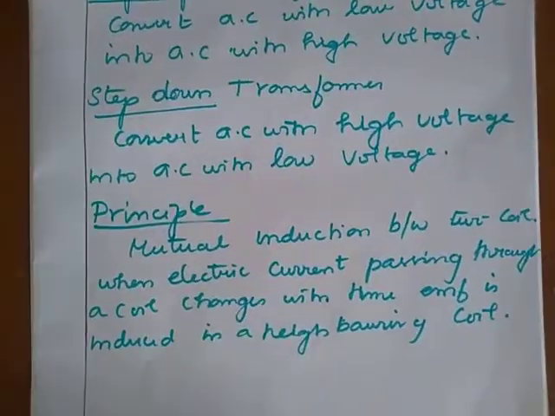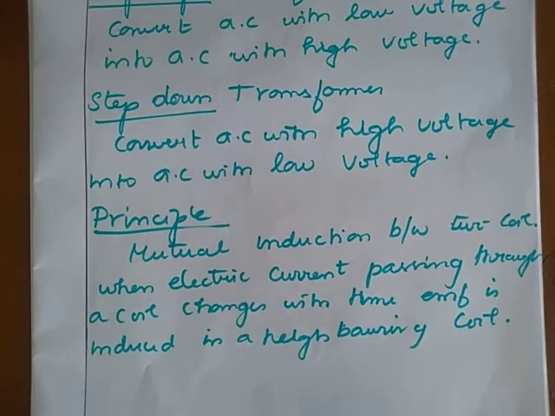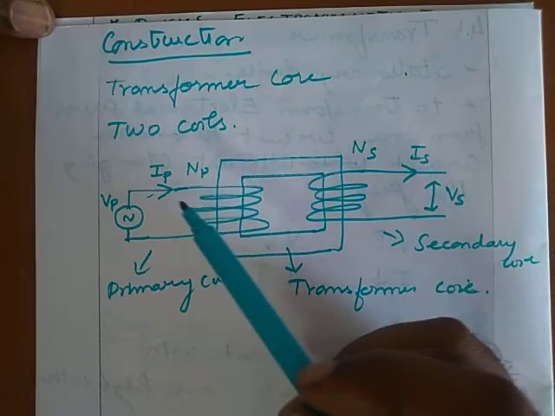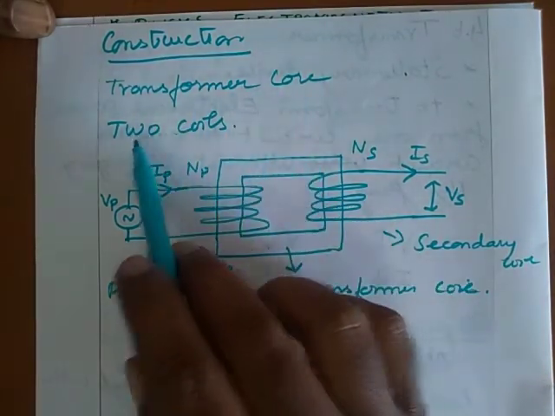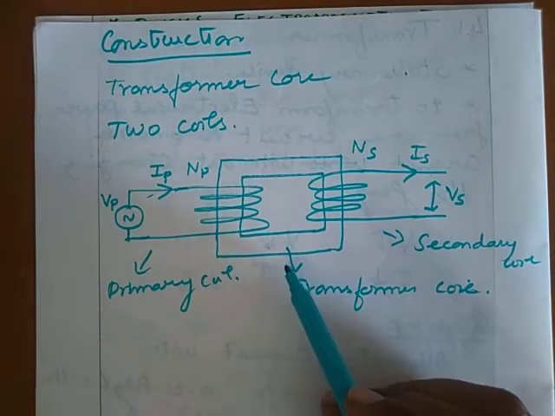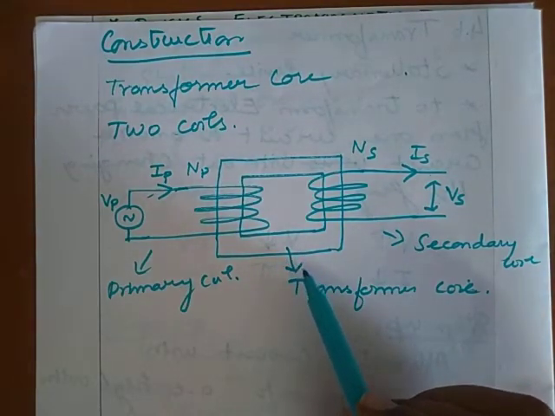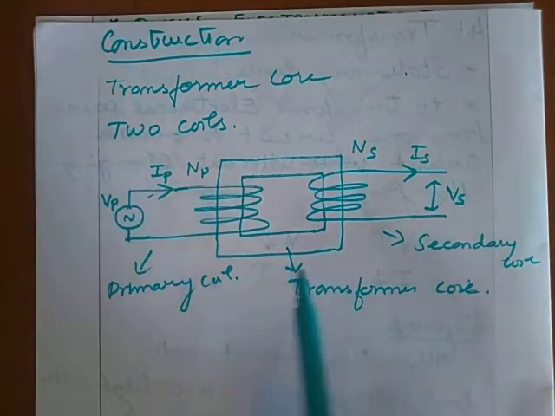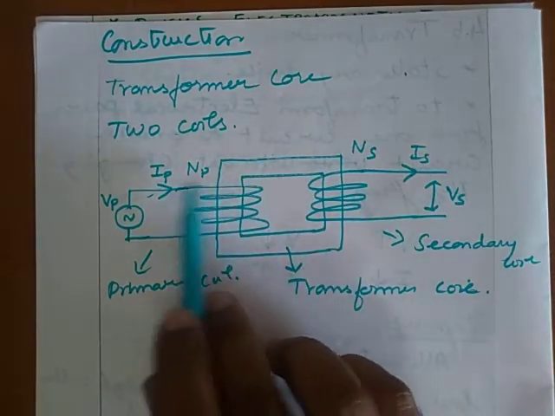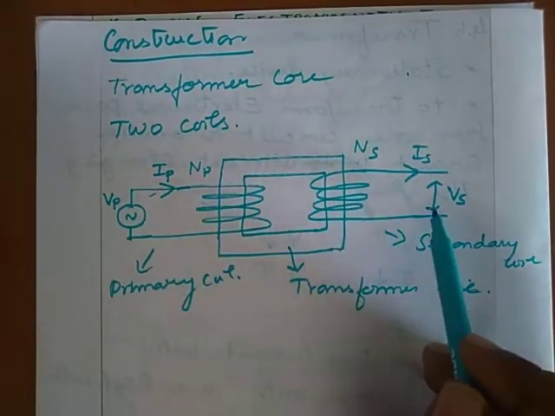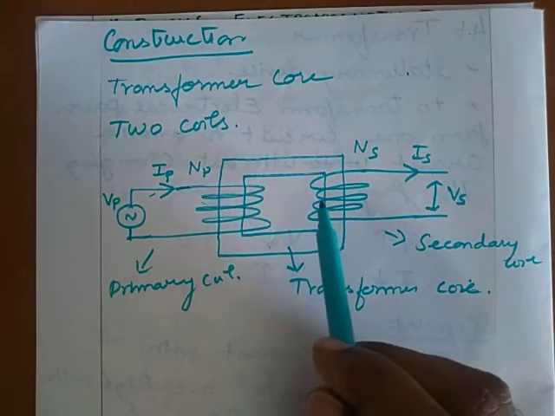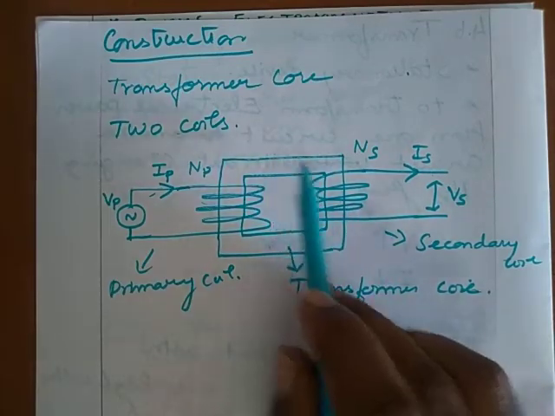Let me explain the construction of the transformer. A transformer consists of two major parts: the transformer core and two coils. Here this is the transformer core. The core is generally laminated and made of silicon steel. There are two coils, a primary coil and a secondary coil. These coils are electrically insulated, they are insulated wires, but they are linked magnetically through the core of the transformer.